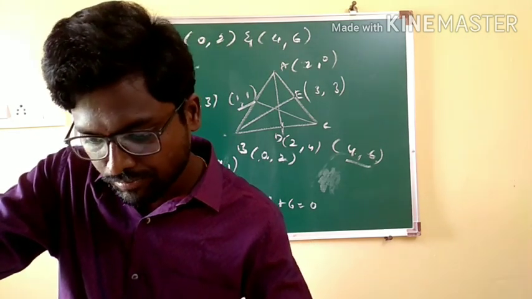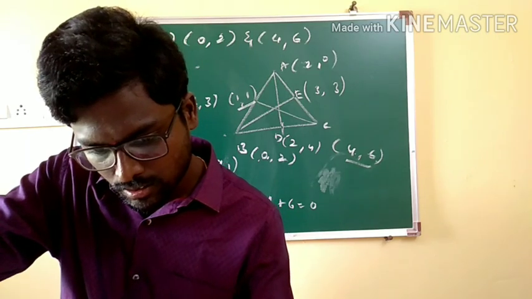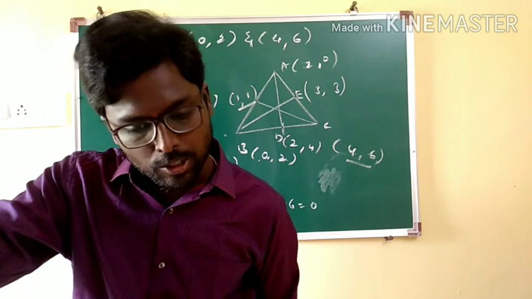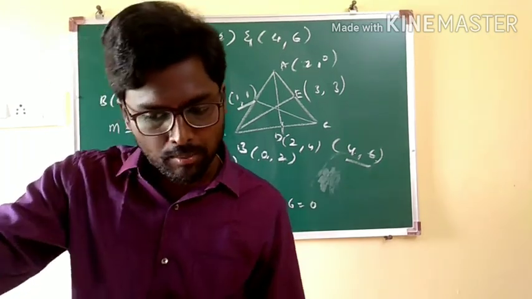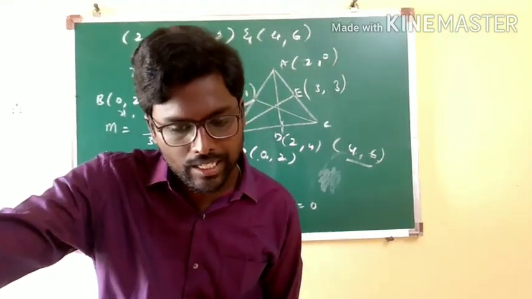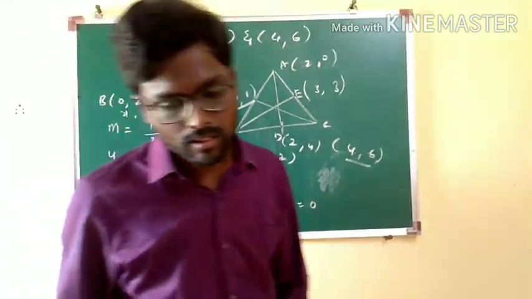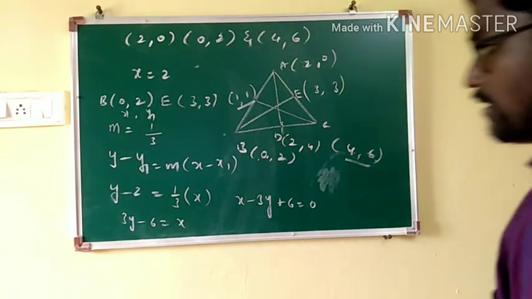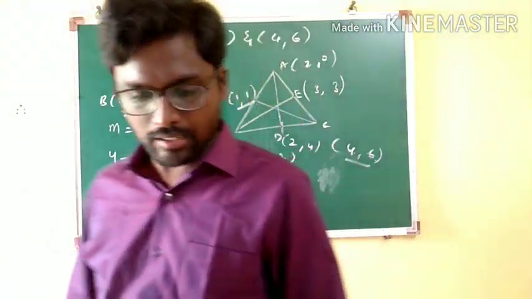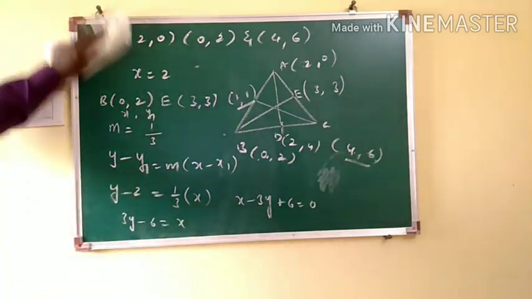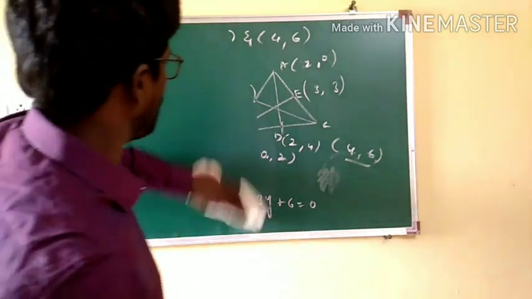Next. Here we have a problem. You take this and try to do it on your own. I am not going to explain the solution for this. The vertex of an equilateral triangle is 2 comma 3.